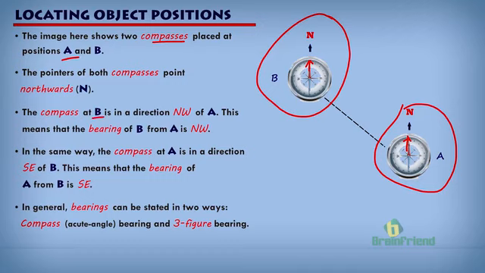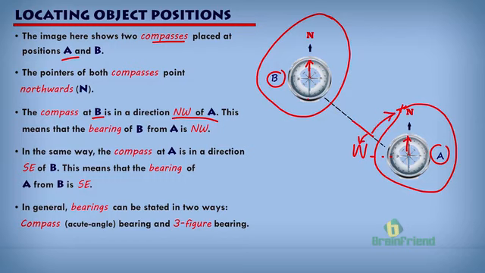Now the compass at B is in a direction of the northwest to A. A is our reference point. We say that the compass at B is at a direction northwest, that is in between the north and the west. So if A again is our reference, B is at a direction northwest. It is in between the west and the north.